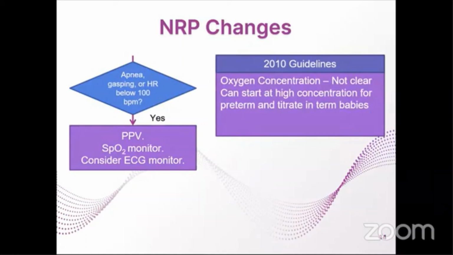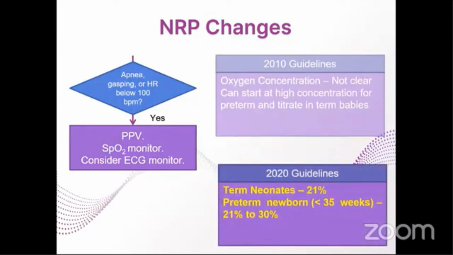And then people said, for term babies, you could try to titrate, whereas in the preterm, try to start on a higher concentration and then try to wean it off. And right now, I think it's very clear. Term babies just start only in air. Just don't bother about oxygen.